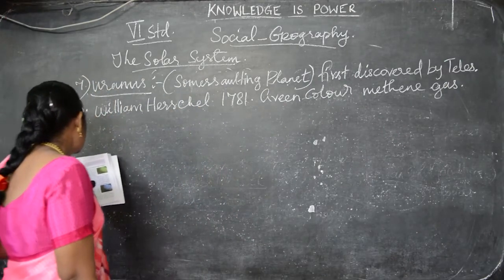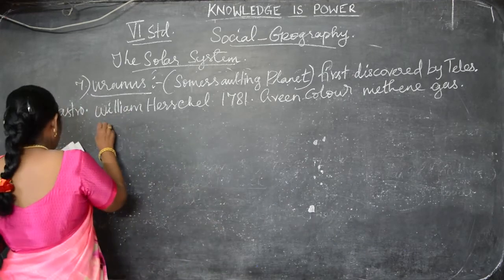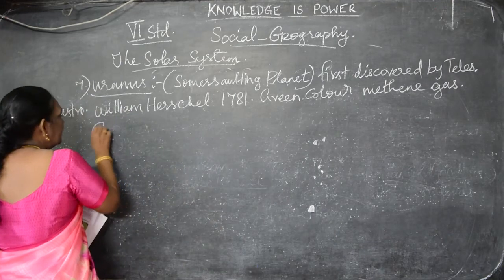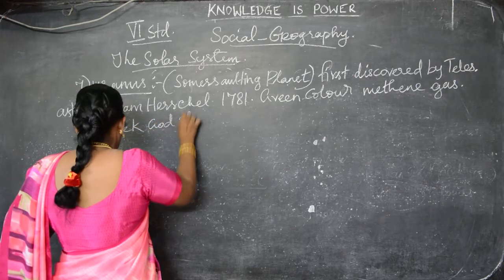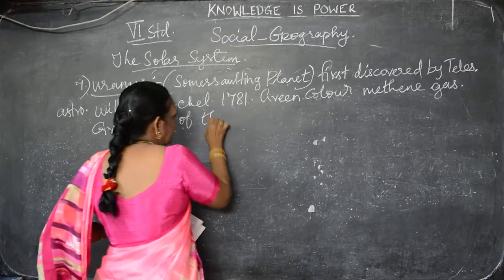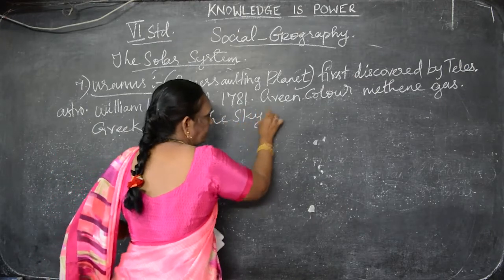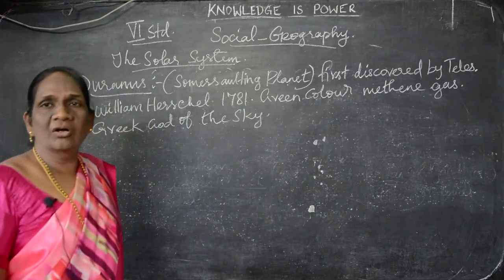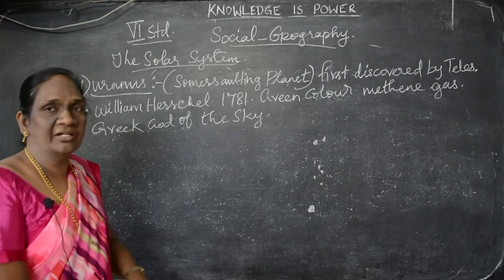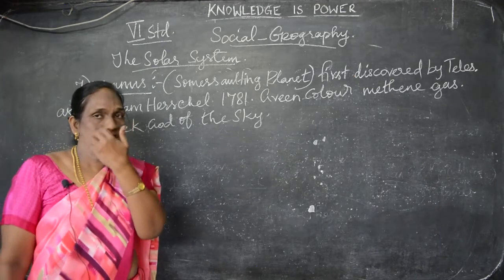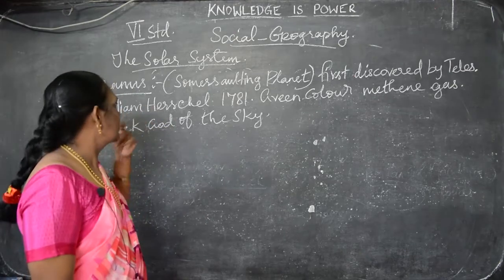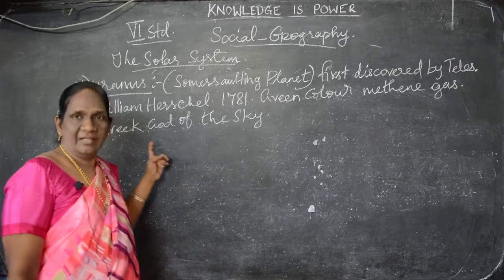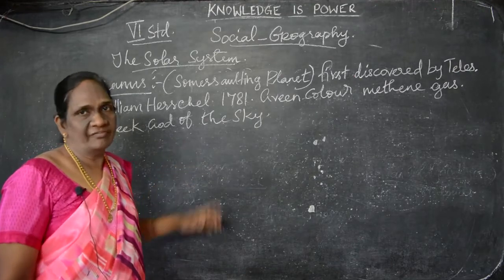Okay. Next, it is named after the Greek god, not the Roman god, the Greek god of the sky. Other planets are named after the Roman gods. Understand? But this Uranus is named after the Greek god of the sky.